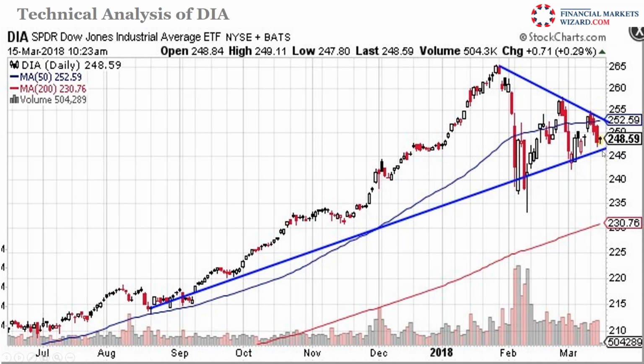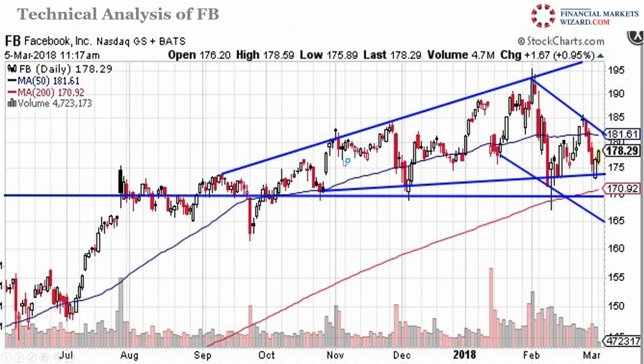So DIA is bouncing off the 245, 248 level. So now you pay attention to DIA. You can plot the same for SPY, NASDAQ, IWM for Russell, QQQ for NASDAQ, and play accordingly. So that was for DIA.